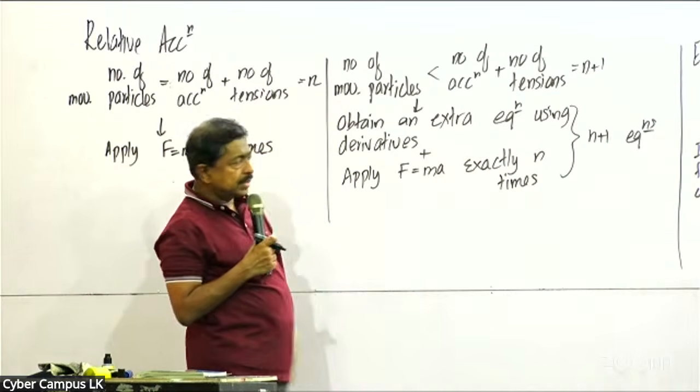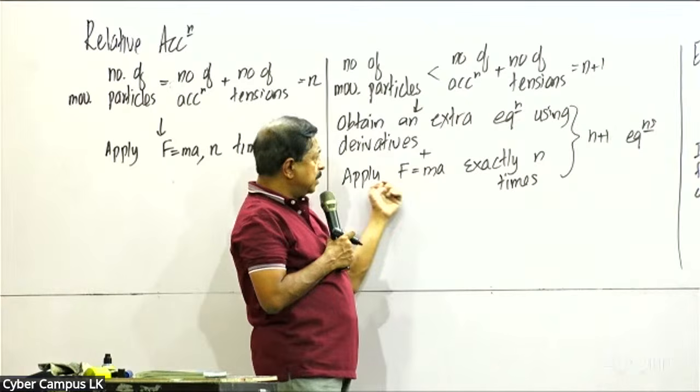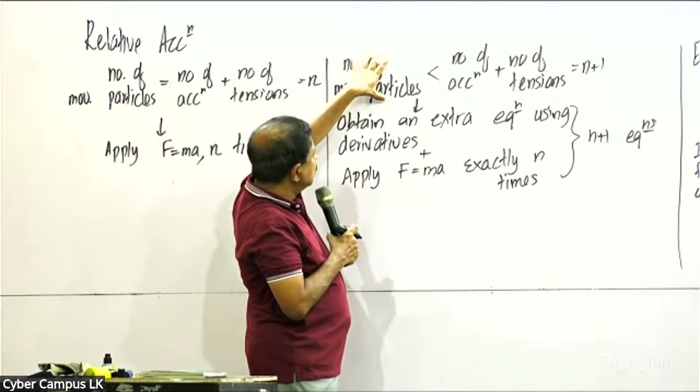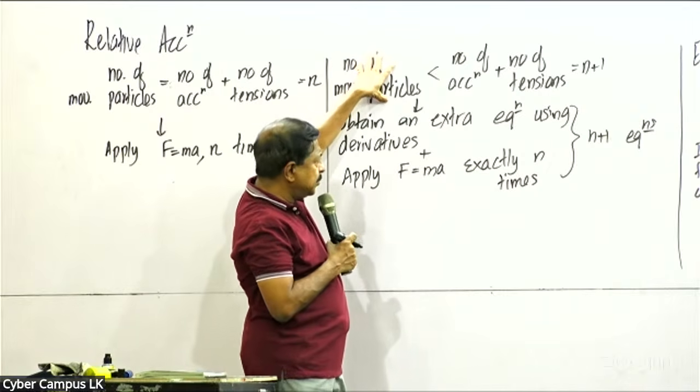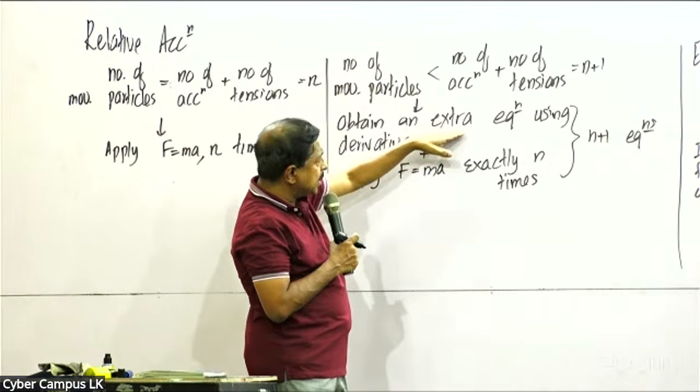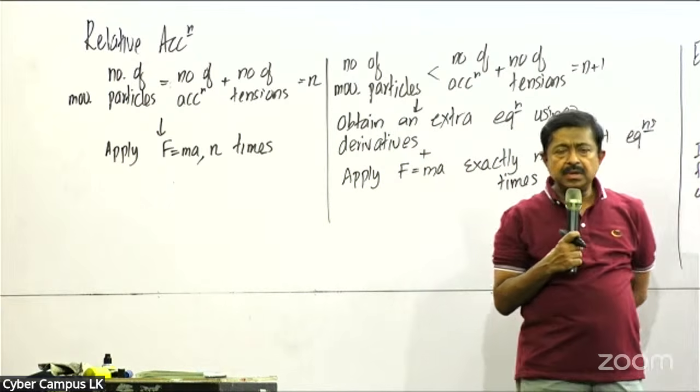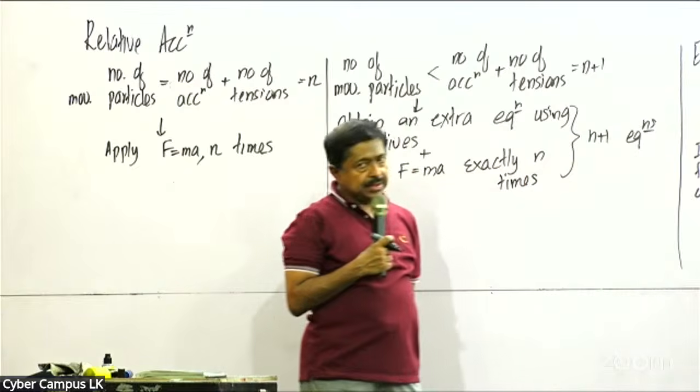We went through something like that last time. Then apply Newton's law exactly n times, because you have n particles. With that extra equation, you have n plus 1 equations. So job done. You can find the unknowns easily.